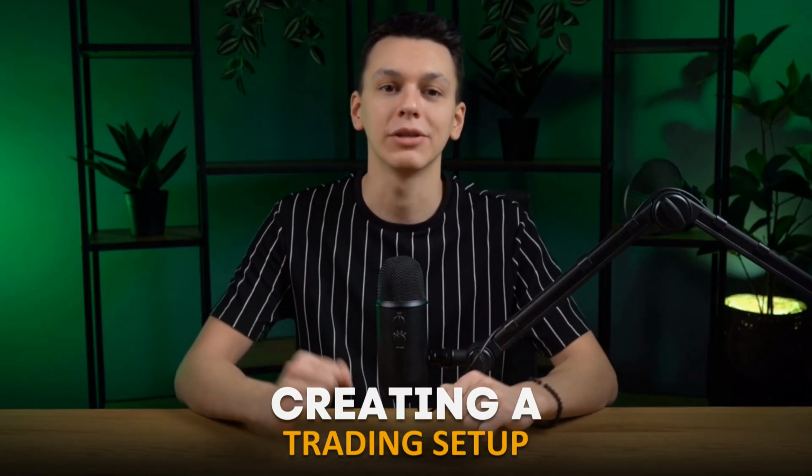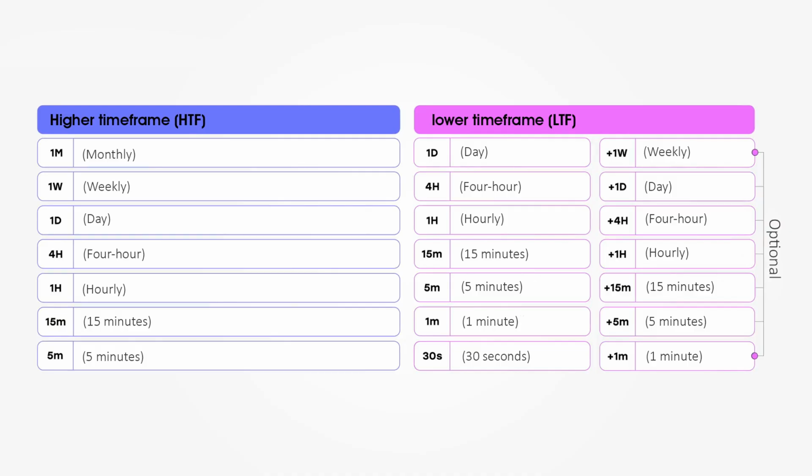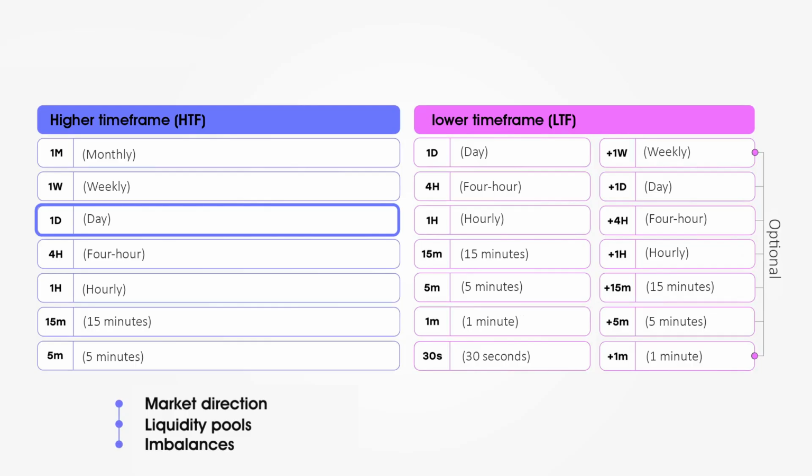Now, let's move on to creating a simple and effective trading setup based on imbalance. The table we mentioned earlier presents successful combinations of time frames suitable for analyzing almost any chart. For example, start with the daily time frame, where the main work is done, determining the overall market direction, key liquidity levels, and imbalance zones.